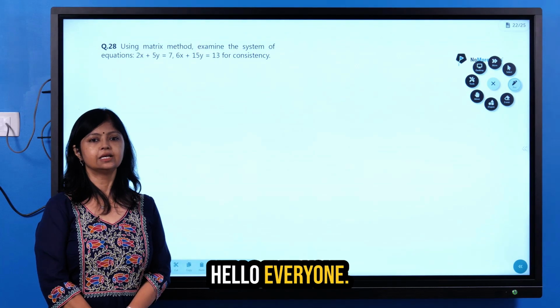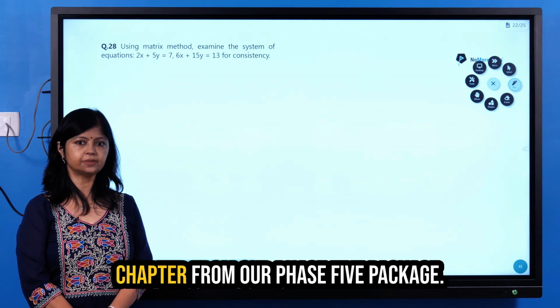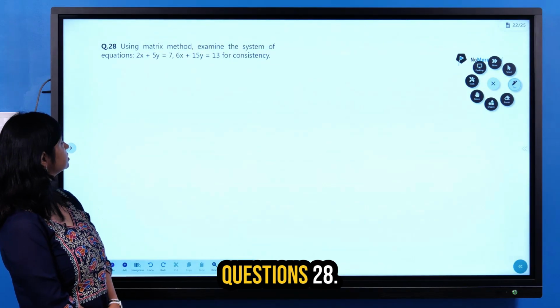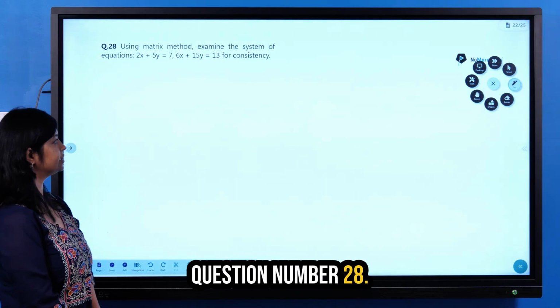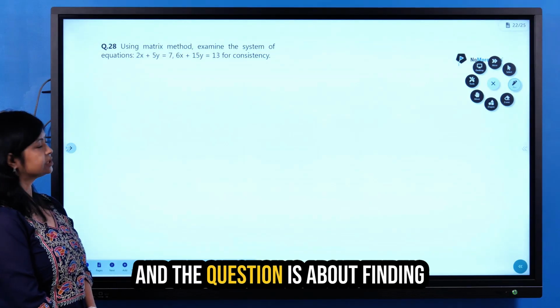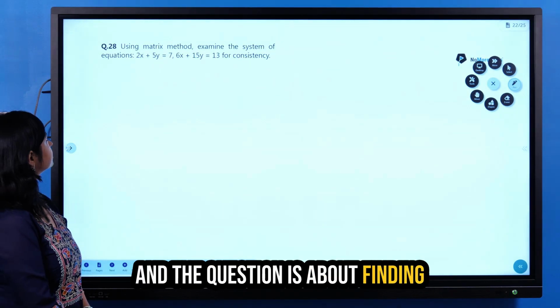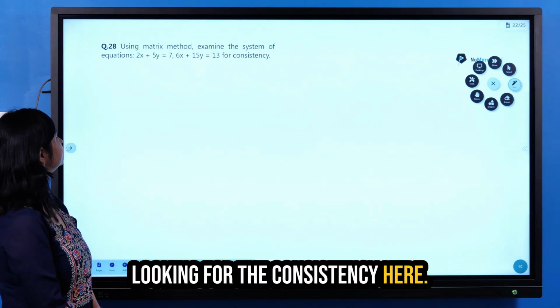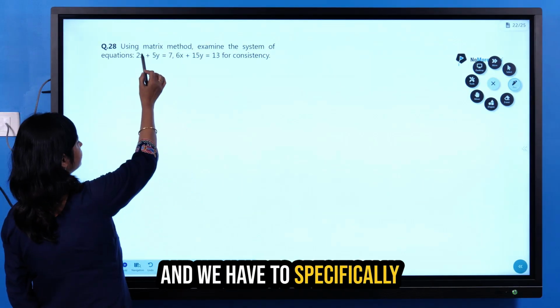Hello everyone. So we are looking at the determinant chapter from our phase 5 packet, question 28. Question number 28 is about finding the solution of a system of equations, looking for the consistency here. And we have to specifically use the matrix method.